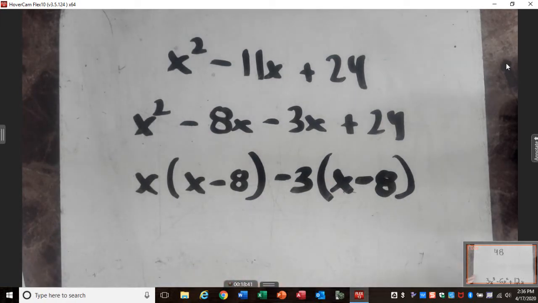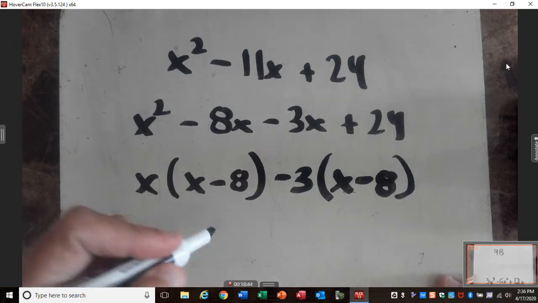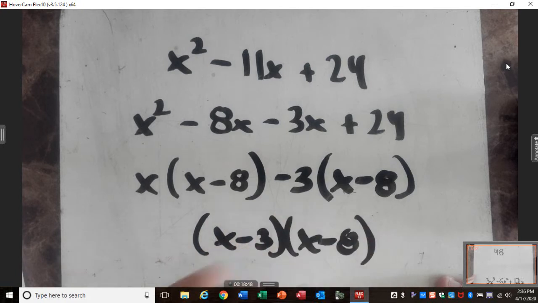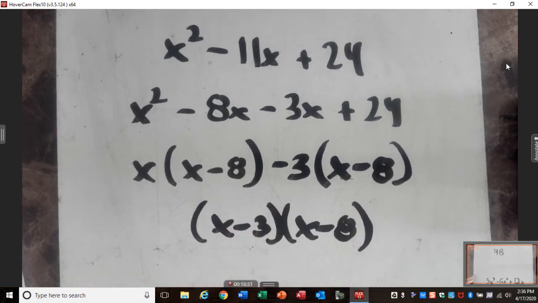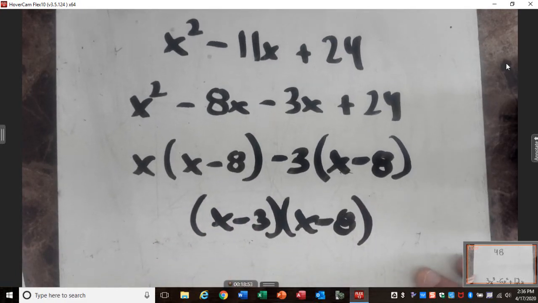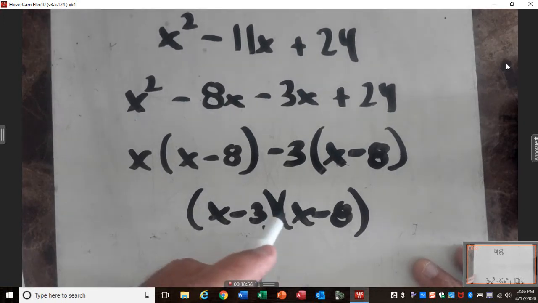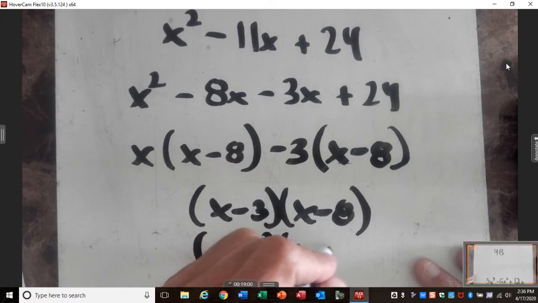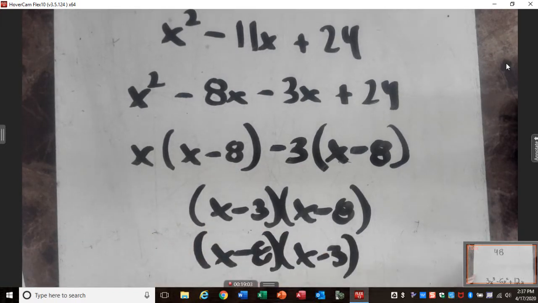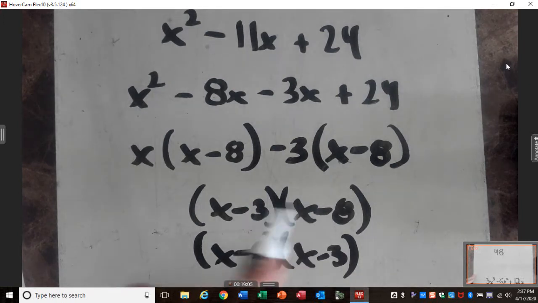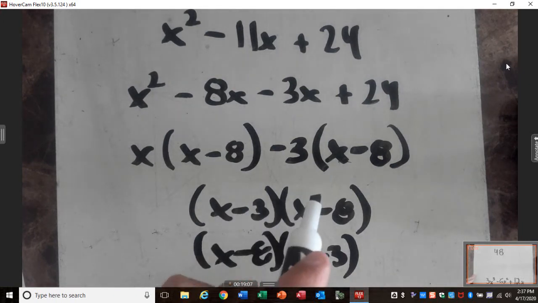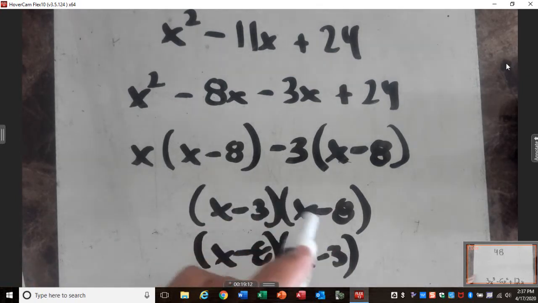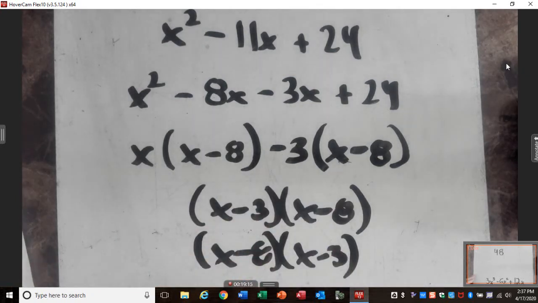Now, what's your answer going to be? We'll take the outer. The outer is going to be x minus 3 times x minus 8. The question I get a lot is, Mr. Purdy, can I write it as x minus 8 first and then x minus 3? Sure. Absolutely. Yep. That's the commutative property here. The order doesn't matter. We can put this first and this second. I always just like to put the outer ones first and then the common ones second. That's just me. Okay?